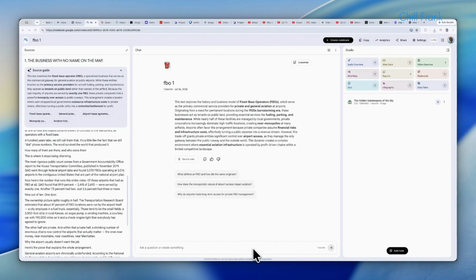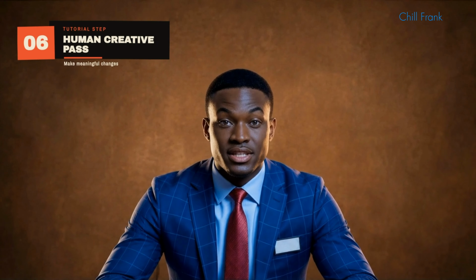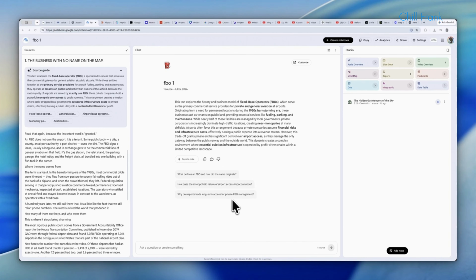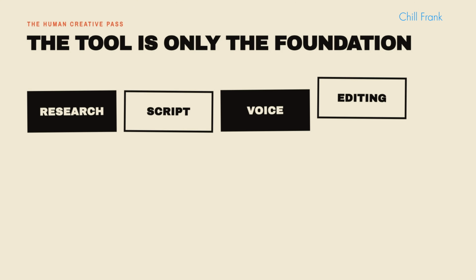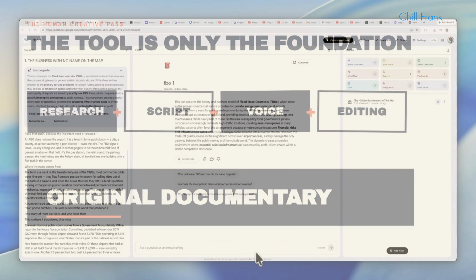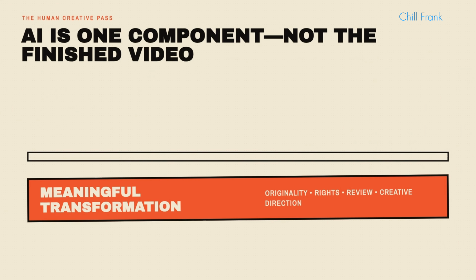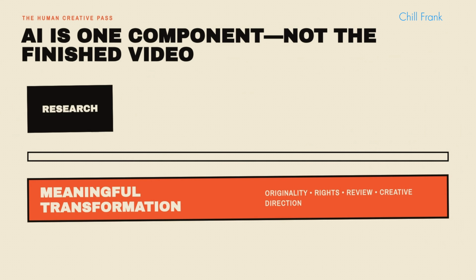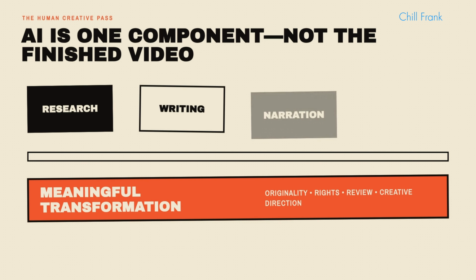Step 6. Add your human creative pass. This step is essential. Do not download the generated overview and immediately upload it to YouTube without making meaningful changes. Apart from the possibility of factual or audio errors, untouched generations can begin to feel repetitive because many creators are working with the same underlying system. Your human pass is what gives the documentary its identity.